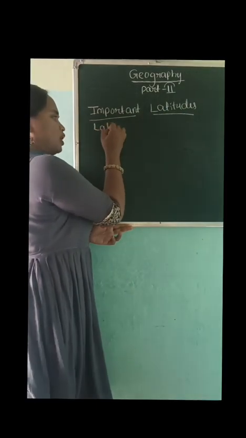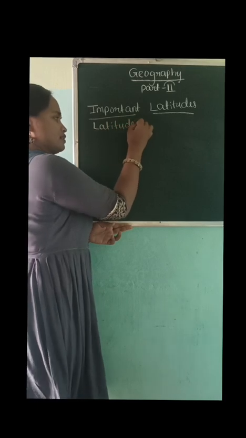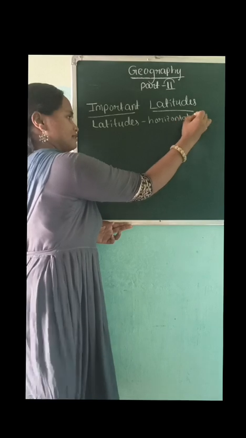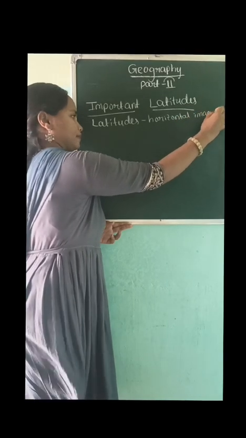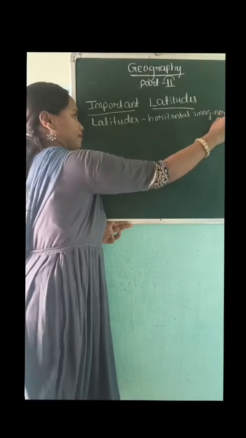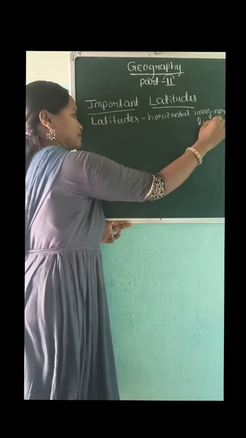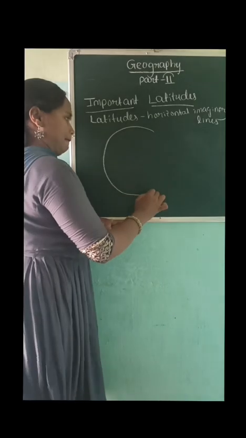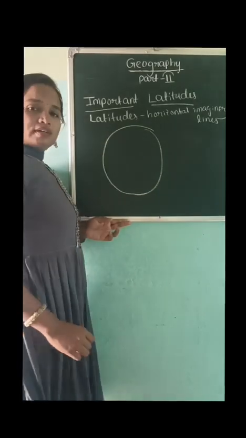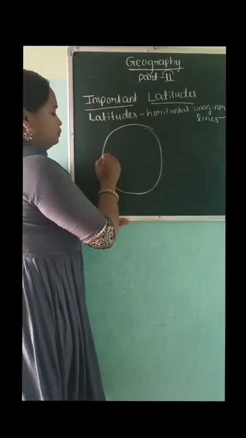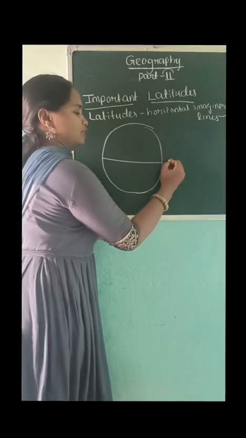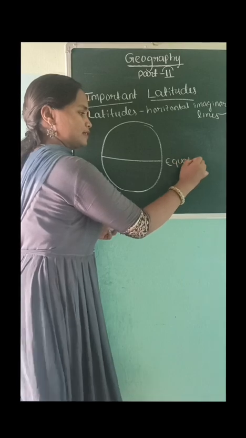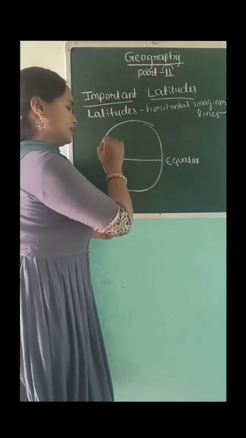Latitude means what? The horizontal imaginary lines. Let's consider this as a group. The central latitude is called the equator.